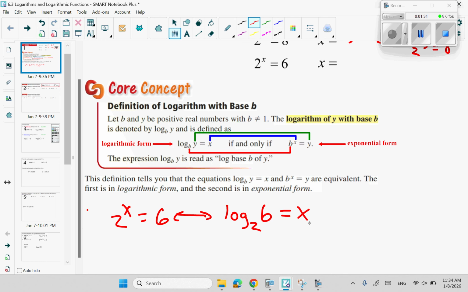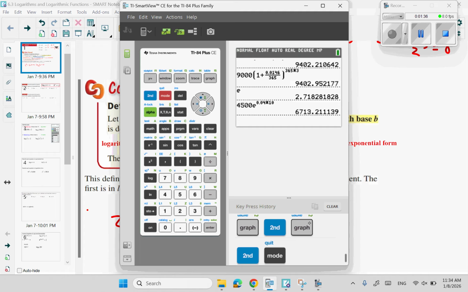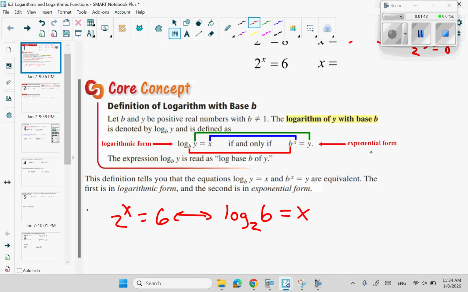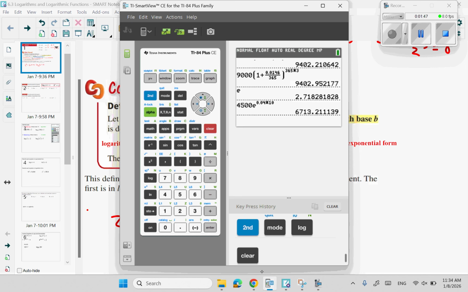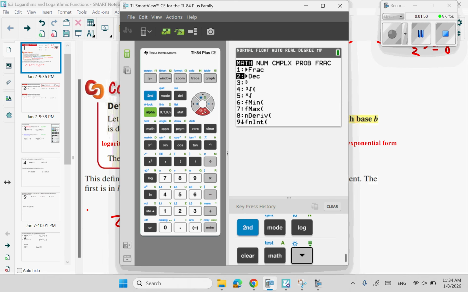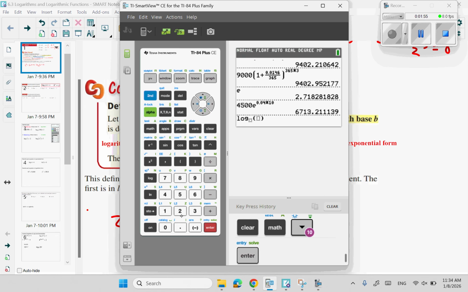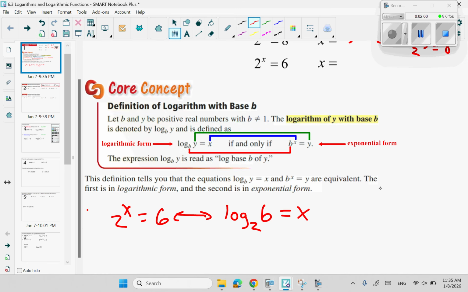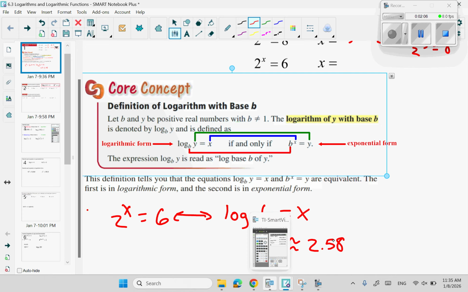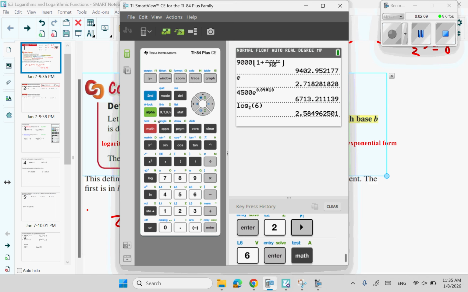Now, why go to all this work? Well, thankfully, in my calculator, I can actually have a log button to sort of solve these things. So that helps us figure out what x would have to be. For example, I could type log base 2 of x. So that'd be under math. I'm going to go to log base 2 of 6. I can type it in, and I would see that x is about 2.58.